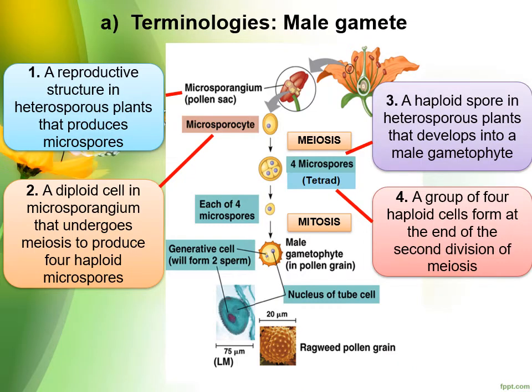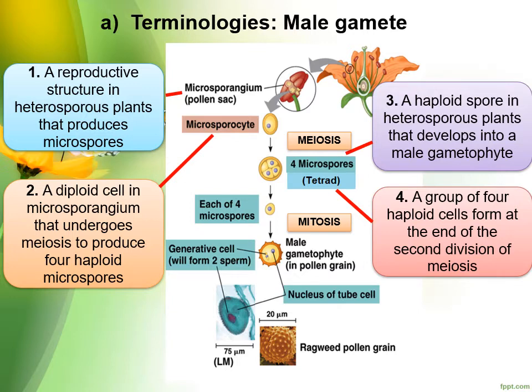Okay, so let's look at the first term, which is microsporangium. What is a microsporangium? Microsporangium is a reproductive structure in heterosporous plants that produces microspores. The second term is microsporocyte. Microsporocyte is a diploid cell in microsporangium that undergoes meiosis to produce 4 haploid microspores.